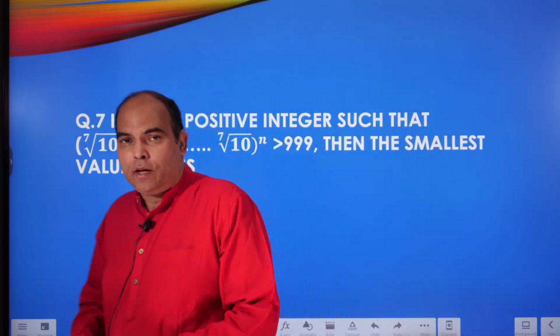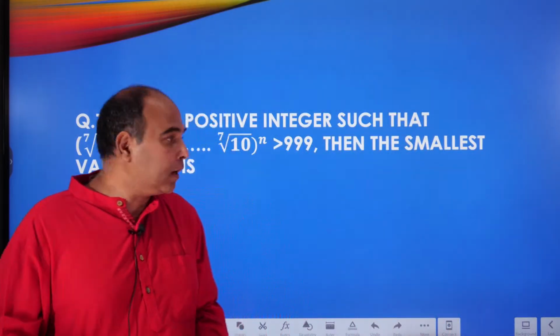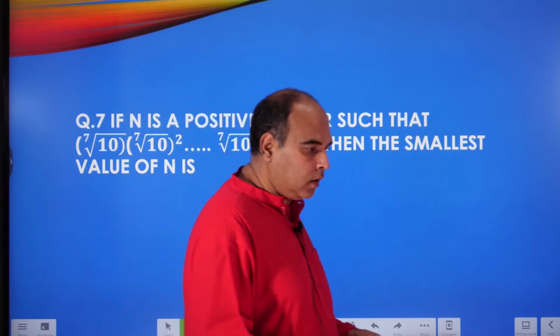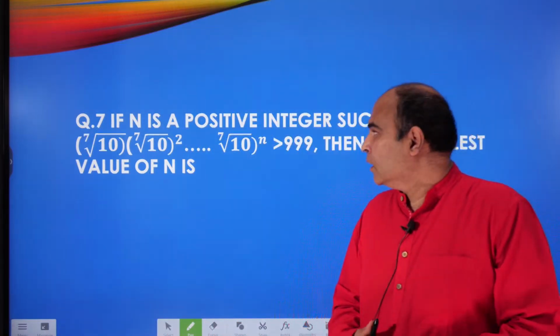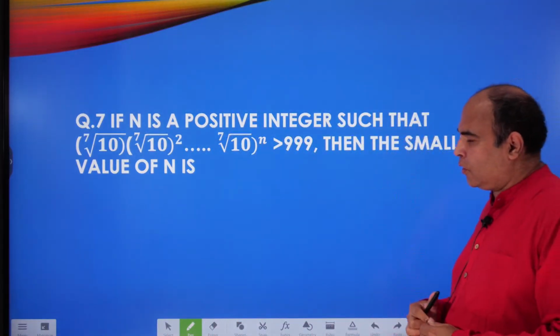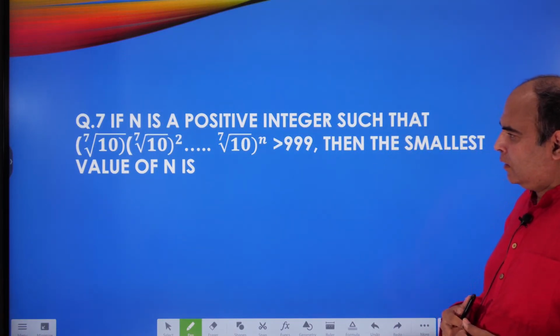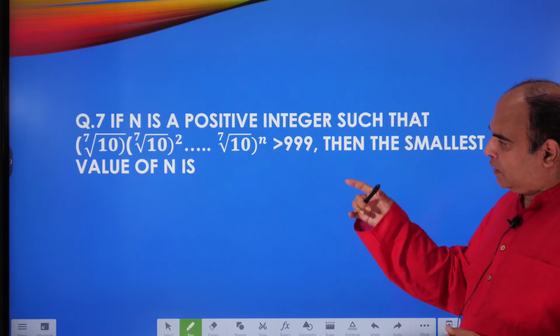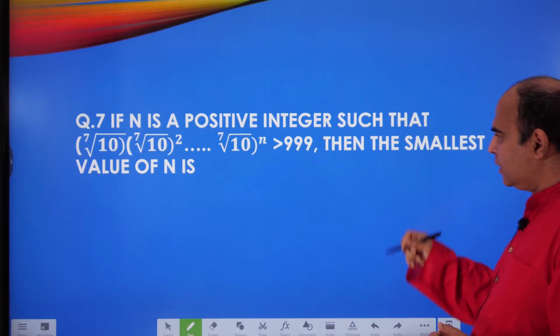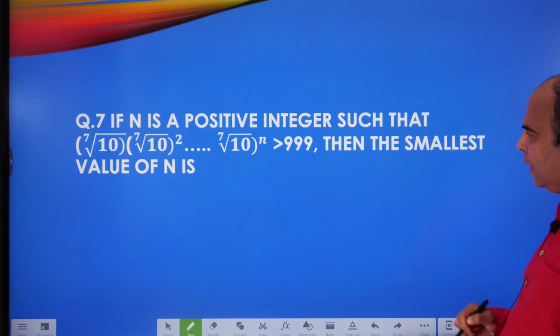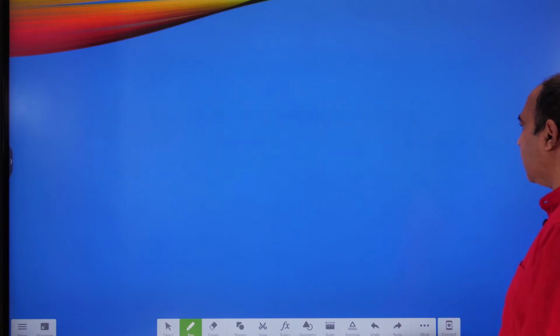The last question for today, and then I'll come back to you tomorrow and we'll do more questions like this. So the next question is based on rules of indices. If n is a positive integer such that the 7th root of 10, times the 7th root of 10 squared, and so on up to the 7th root of 10 raised to n, is greater than 999, then what is the smallest value of n?